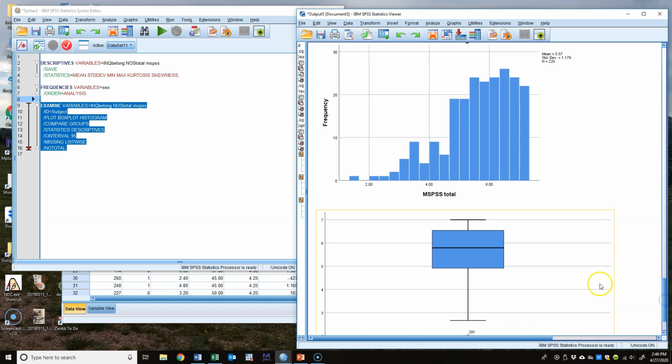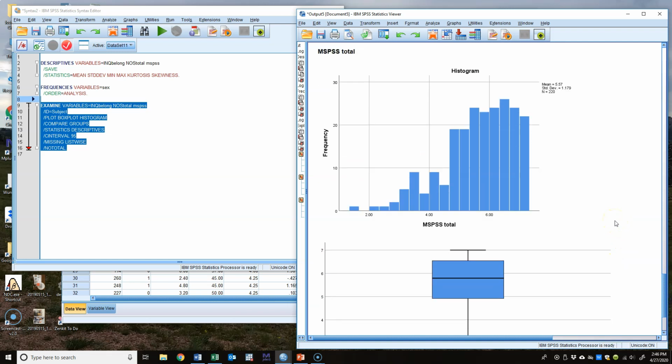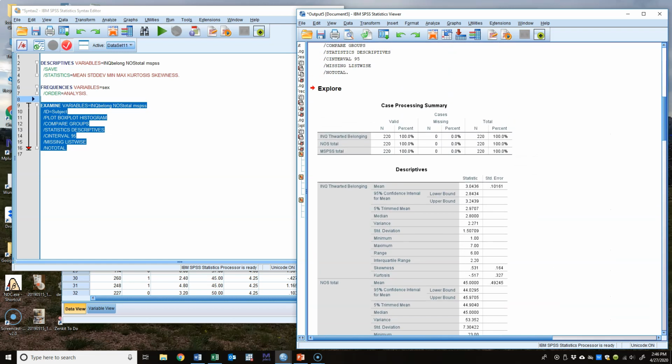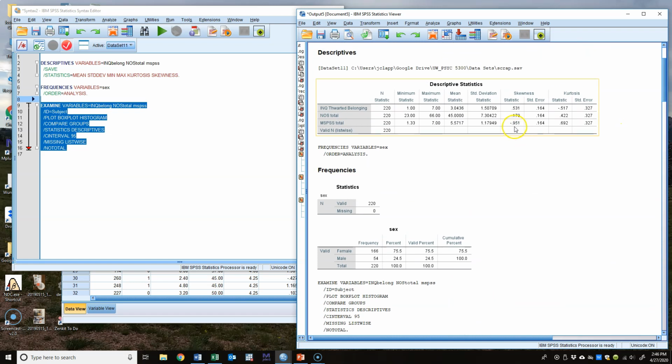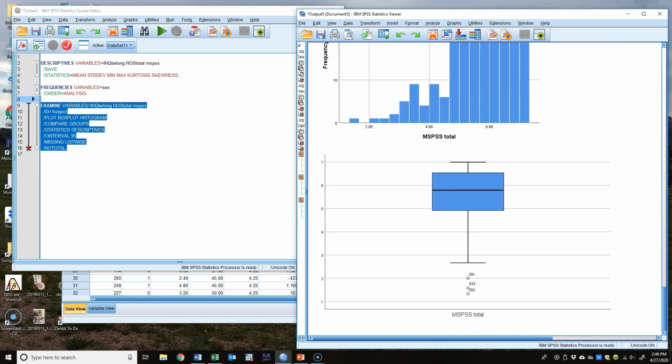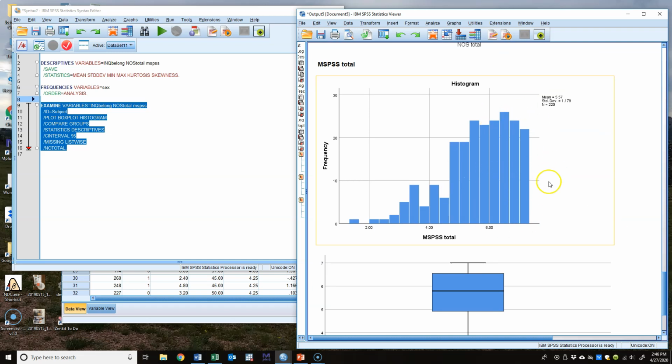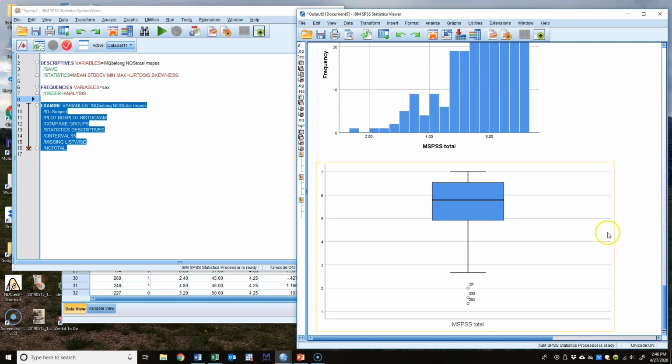Then we get our histogram for our measure of perceived social support. Remember that our MSPSS was the value that had the strongest level of negative skew. Still not terrible, but getting close to a skew of -1, and we're seeing that here. Most people report relatively high levels of perceived support, and then things trail off with people reporting relatively low levels down here. Same thing with our box plot. We're seeing evidence of negative skew, with our first quartile, second quartile, and third quartile extended down here, with 3 cases falling below 1.5 times the interquartile range.